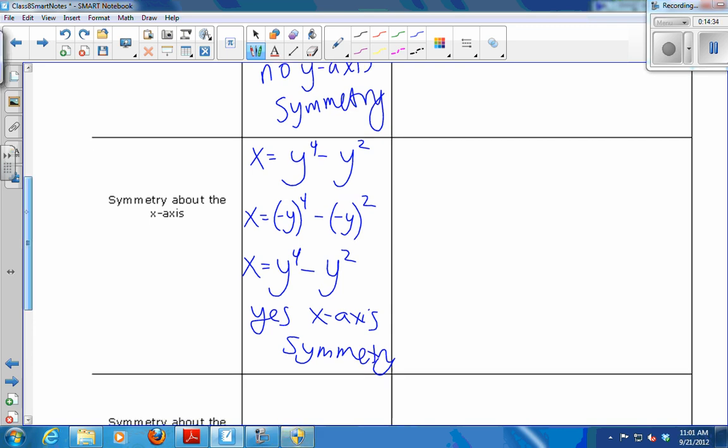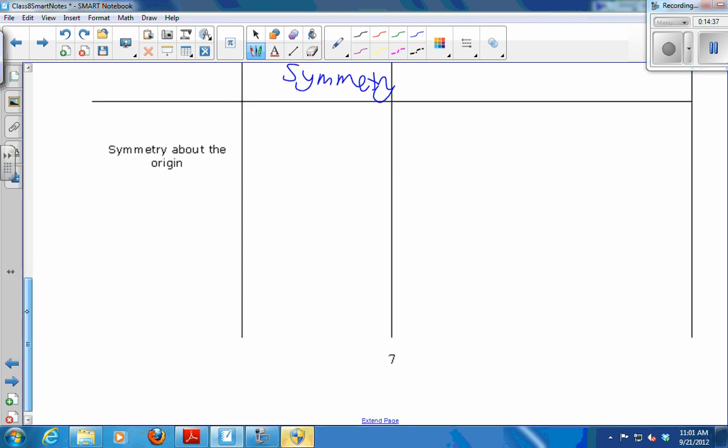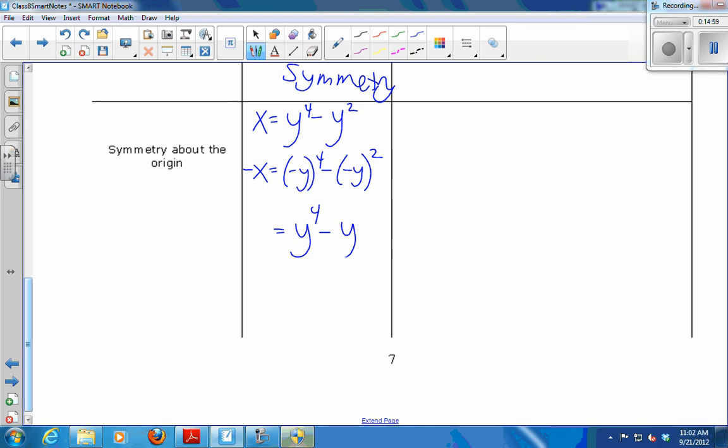Okay, so now let's do the test for origin. Write down the original equation. Now I replace x with negative x and y with negative y. So I have negative x equals negative y to the 4th minus negative y squared. And you guys just told me that negative y to the 4th is y to the 4th, and negative y squared is y squared. And that's not equivalent, right? In our first test, this is the equation we got, and we decided it was not equivalent. So I have no origin symmetry.